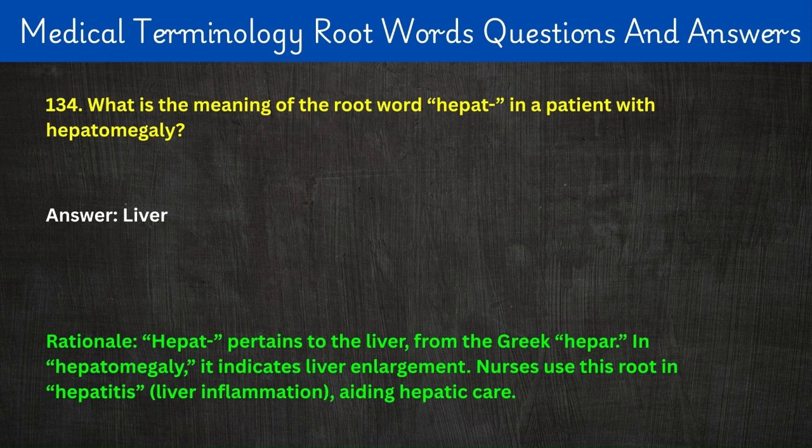134. What is the meaning of the root word hepat- in a patient with hepatomegaly? Answer: liver. Rationale: Hepat- pertains to the liver, from the Greek hepar. In hepatomegaly, it indicates liver enlargement. Nurses use this root in hepatitis, liver inflammation, aiding hepatic care.